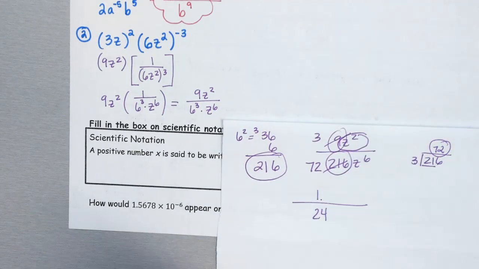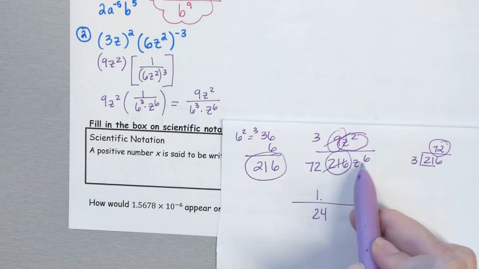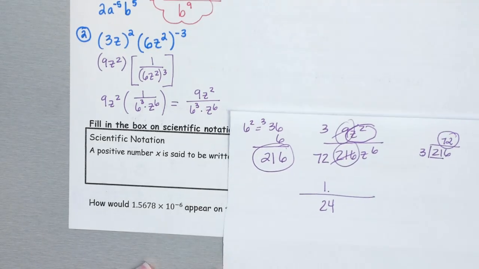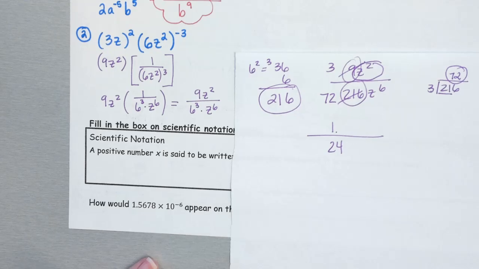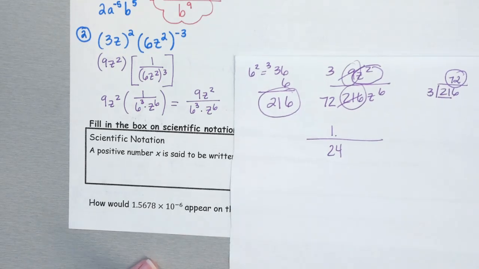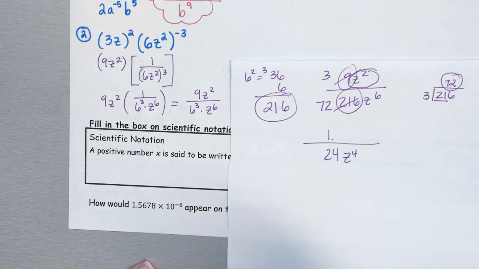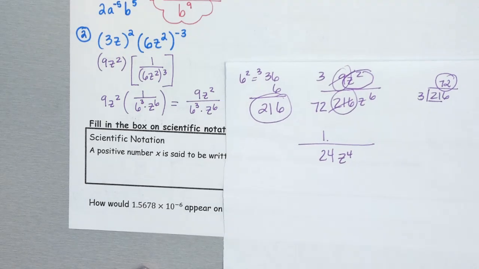And then let's do the z's. So if you have z squared on top and z to the 6 on the bottom, do you guys know how many z's you have and where they go? On the bottom, yep, z to the 4. Yep. So that would be your final answer.